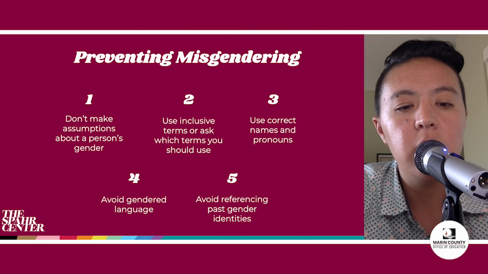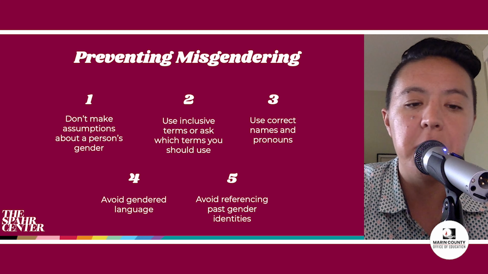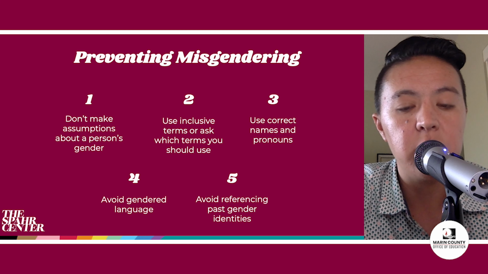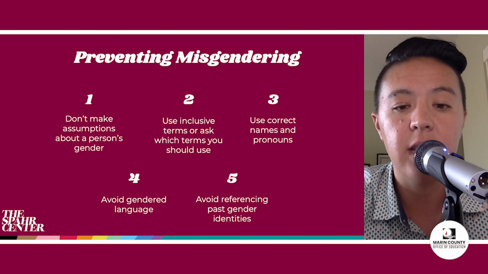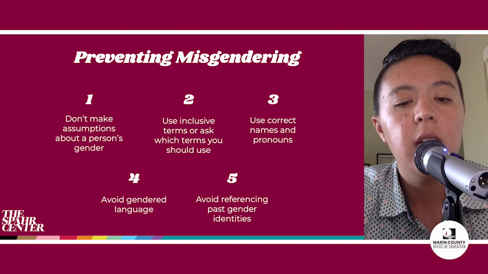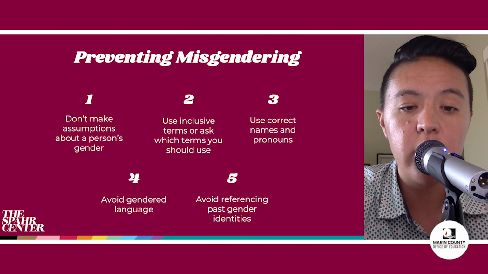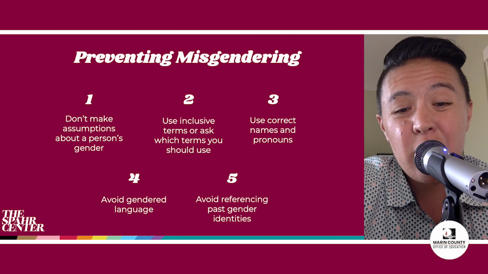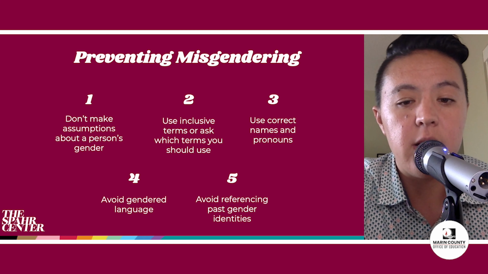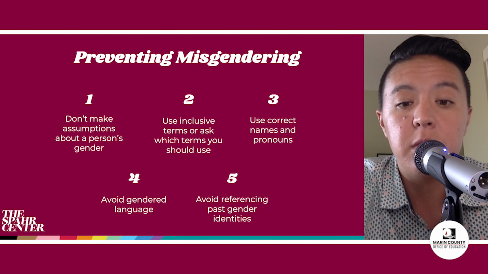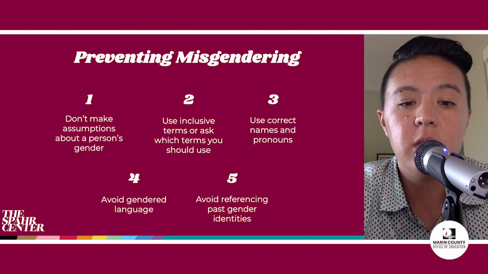The second would be to use inclusive terms or ask which terms you should use. So going back to what I talked about earlier with pronouns, you can ask for someone's pronouns, or again, even share your own in the hopes of creating that safe space for someone to do so. You can ask for someone's pronouns or any identifiers they'd like to share, since not everyone likes to share pronouns or might just want to go by their own name. For example, they might not want to associate themselves with specific pronouns.